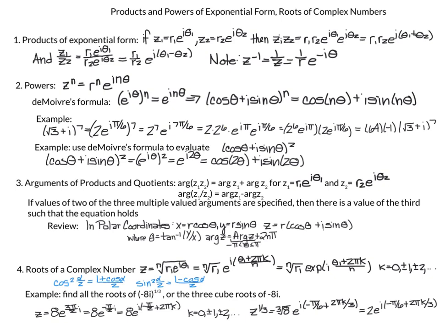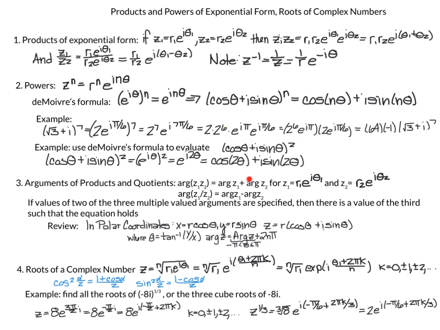Next, we talked about arguments of complex numbers and how they relate to the products and quotient of complex numbers. So in particular, arg z1 times z2 is equal to arg z1 plus arg z2 for two complex numbers, and arg z1 divided by z2 is equal to arg z1 minus arg z2. And the only thing you want to remember is there are many arguments for a single complex number.